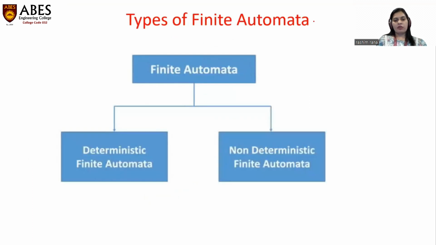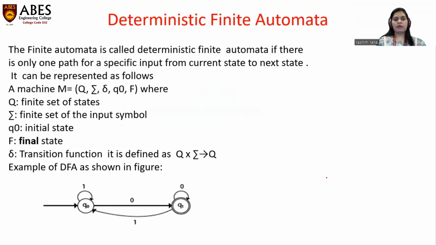Types of finite automata. Finite automata is divided into two parts, that is deterministic finite automata and non-deterministic finite automata. Let's discuss deterministic finite automata. The finite automata is called deterministic finite automata if there is only one path for a specific input from the current state to the next state.